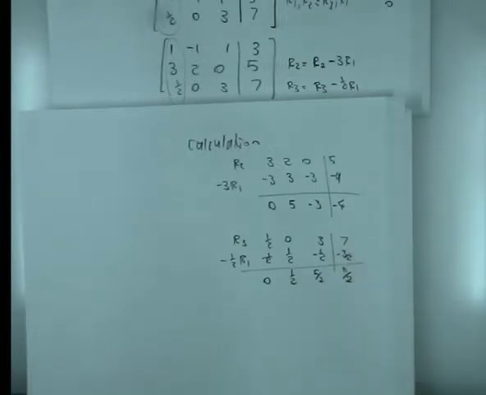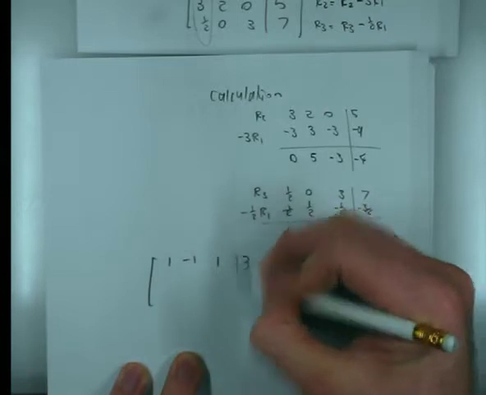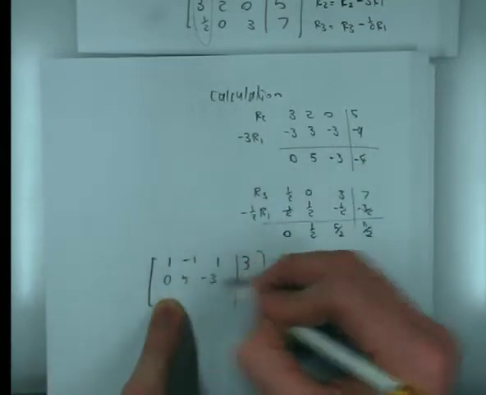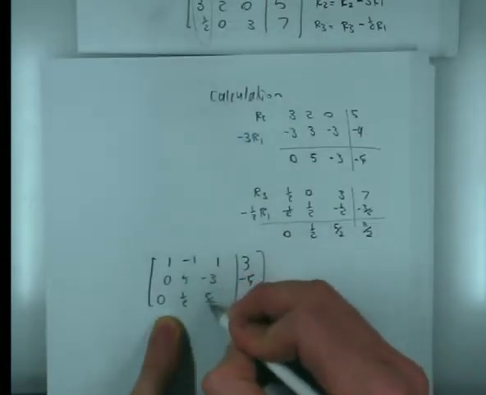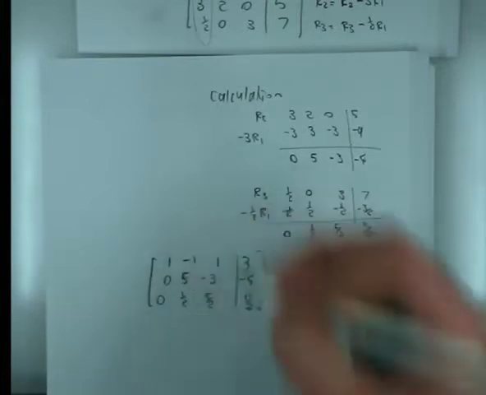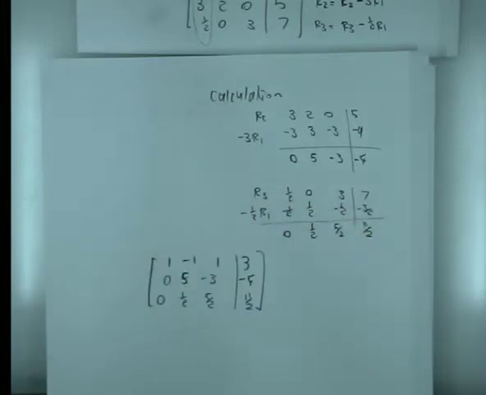And then I can put that all back in my matrix. So my row 1 didn't change. My row 2 became this. And my row 3 became this. Okay, so now what I've done is I've managed to create my entire first column of my identity, and I'll move on to the second column.